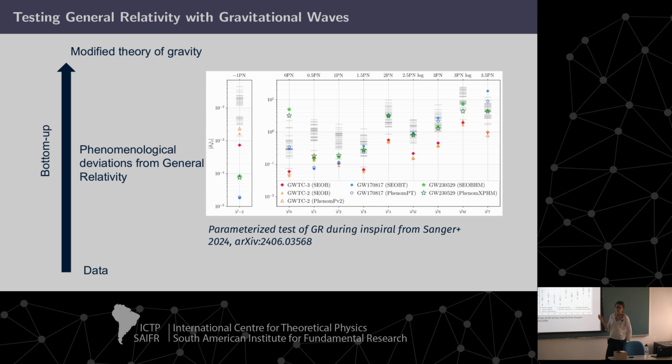So when you look at the LVK papers, especially the testing GR ones, what you'll see is they do a bunch of tests, and some of them are the so-called parameterized tests of GR. And this is the result of one of those, where, going back to those post-Newtonian coefficients, they modify each one of them at a time, allow for modifications, and then use the data to constrain those modifications. And that's really as far as it goes for testing GR.